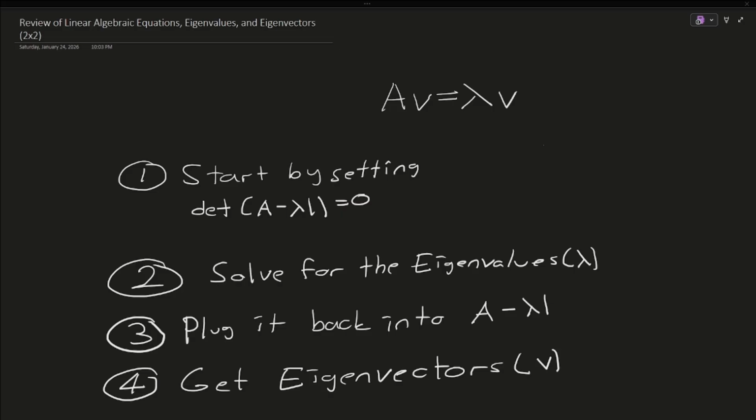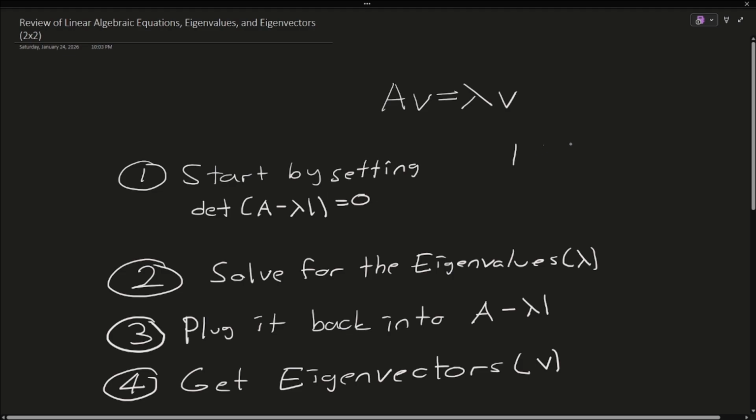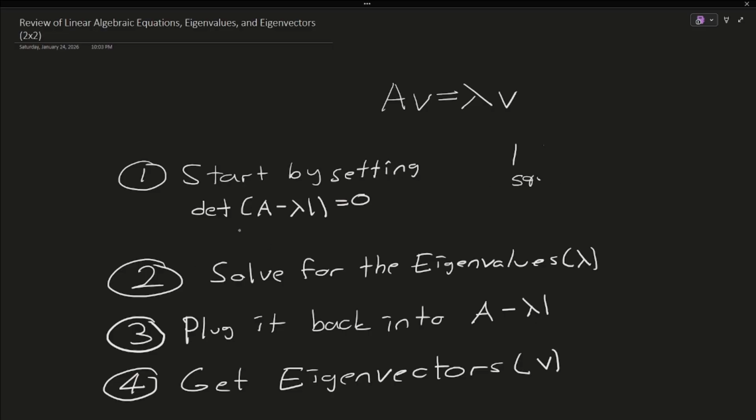An important note is that when we start by setting the determinant of A minus lambda I equal to 0, you might not know what I is. Basically, I is called the identity matrix, and it has to be a square matrix. Depending on the size of A, for example, let's say A is a 2 by 2 matrix, our identity matrix will be a 2 by 2 matrix, and it will look just like this. Only along the diagonal, from the top left corner to the bottom right corner, you will have ones, and the other entries will be zero.